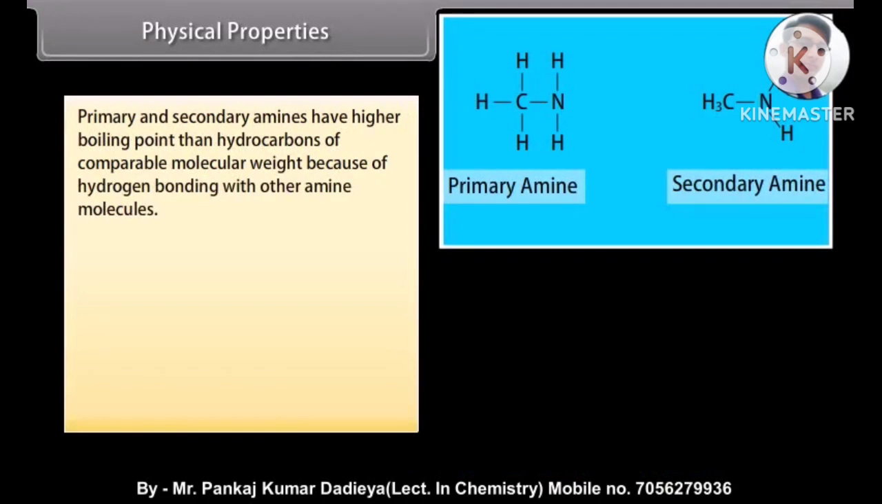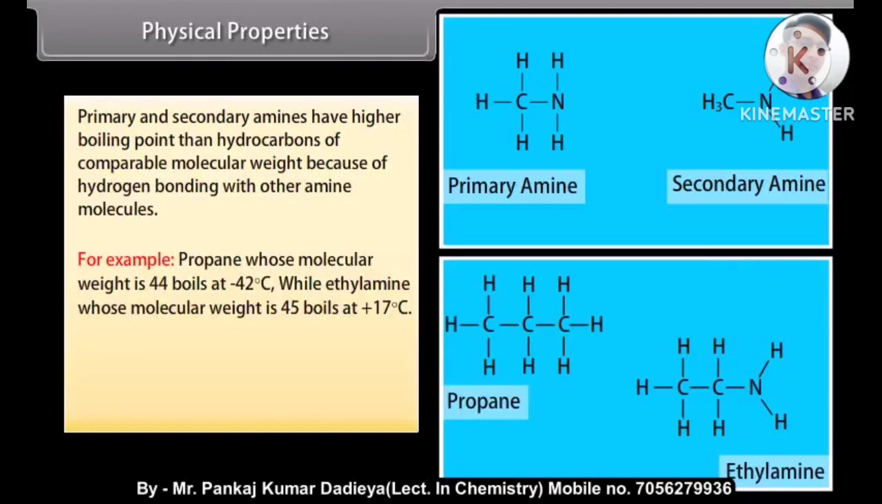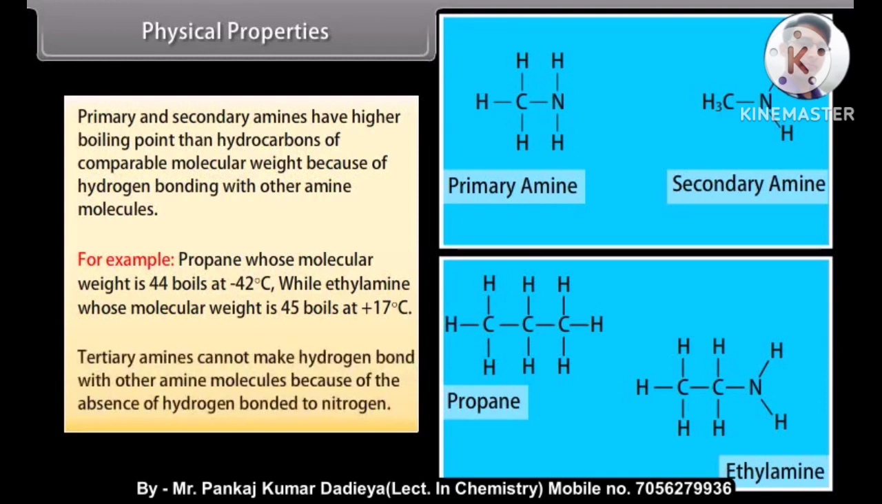Primary and secondary amines have higher boiling point than hydrocarbons of comparable molecular weight because of hydrogen bonding with other amine molecules. For example, propane, whose molecular weight is 44, boils at -42 degrees Celsius, while ethylamine, whose molecular weight is 45, boils at +17 degrees Celsius. Tertiary amines cannot make hydrogen bond with other amine molecules because of the absence of hydrogen bonded to nitrogen.